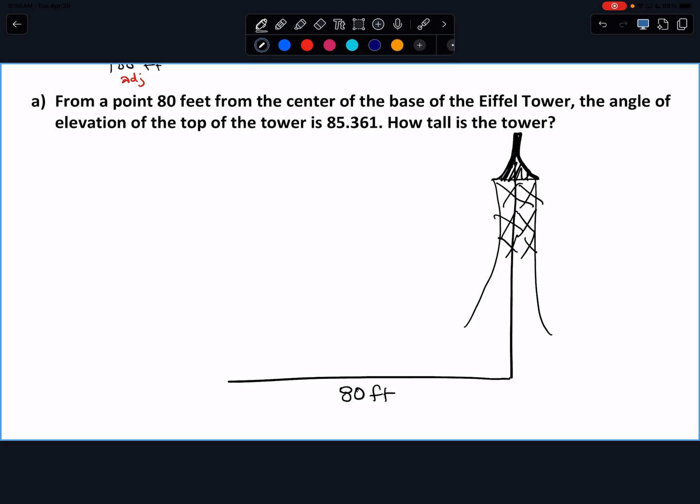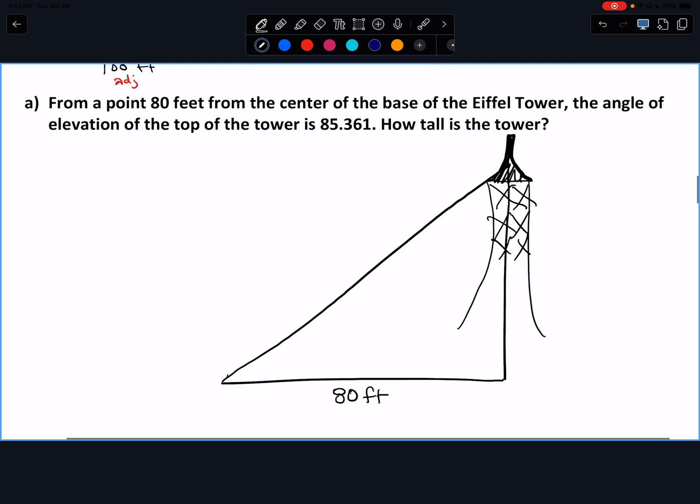All right, so it says 80 feet from the center of the base of the Eiffel Tower, the angle of elevation. So here's my horizontal. What would you do with your eyes? You would go up, right, to the top of the tower. Okay, so that has an angle of 85.361. How tall is the tower?